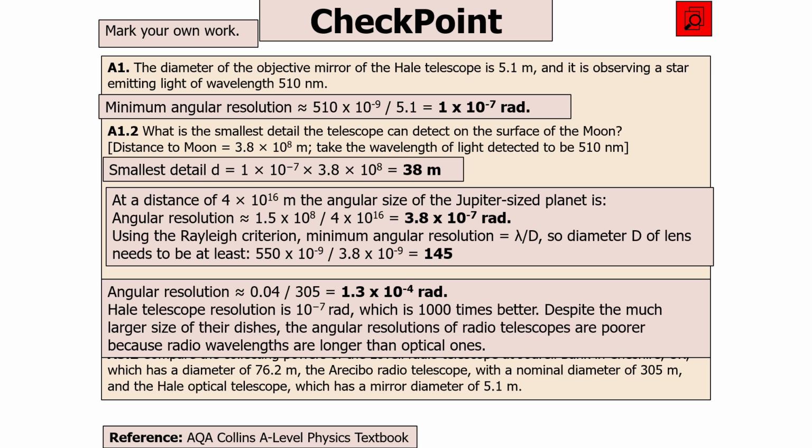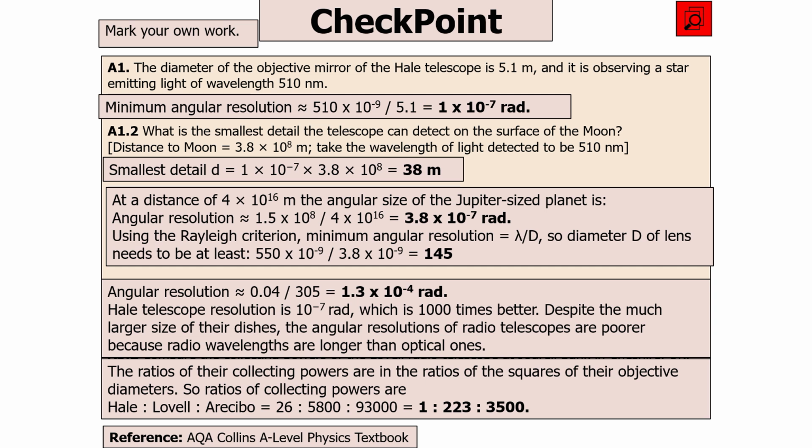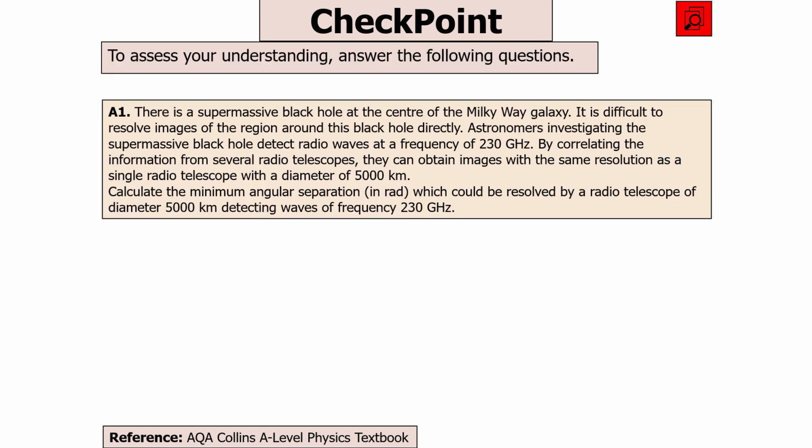And in the final one, remember that the ratio of the collecting powers is the ratio of the squares of the objective diameters. So you would square all the different values, and you do each one like that to get 1 to 223 to 3500. The next question says, there's a supermassive black hole at the centre of the Milky Way galaxy.